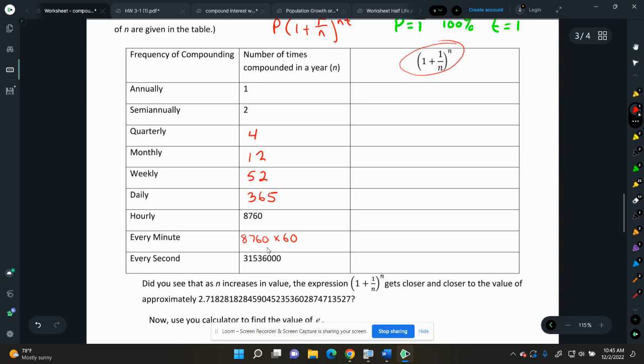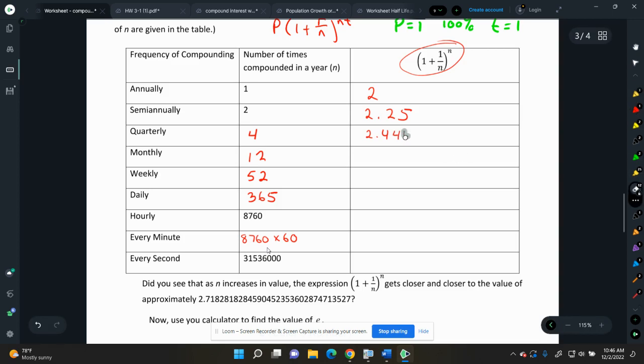Okay, Jackie, what did you get for annually? 2. Okay, who has semi-annual? All right, what did you get? 2.25. Okay. Quarterly? 2.44. Okay, don't round it. Is that rounded? It came out to 2.44 even? Oh, wait, 2.441.